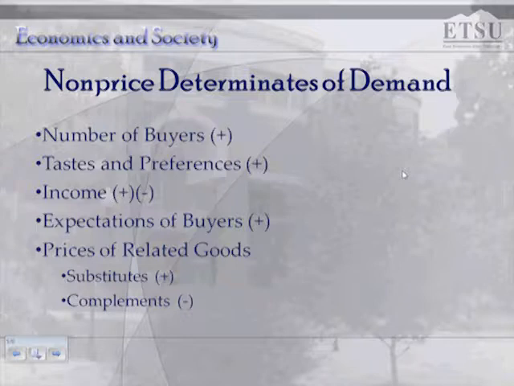Complementary goods will have a negative relationship. If we think about what happens to the demand for hot dog buns if hot dog franks go on sale. The price of hot dog franks falls, people respond by buying more hot dog franks and more hot dog buns to go with them. So complementary goods have a negative relationship. The price of one falls, causes the demand for the other to increase.